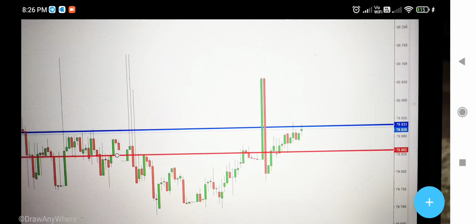We have the Fed interest rate decision which is due to come at 11:30. Let's watch out for the results of that one and see how things go.